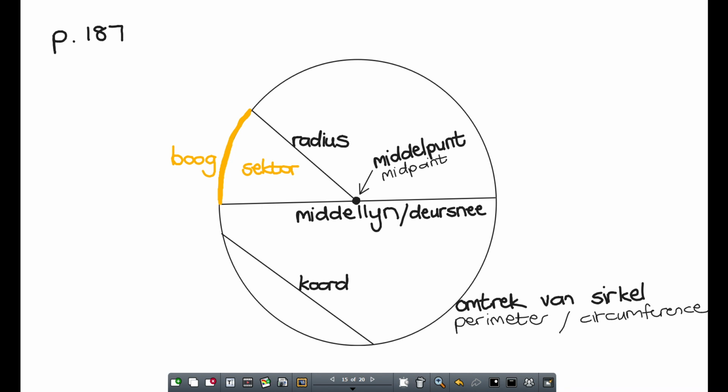Then, if I were to take this full line from the circumference of the circle to the other side, and it goes through the midpoint, that's another thing. It must go through the midpoint. Then we call it the diameter.